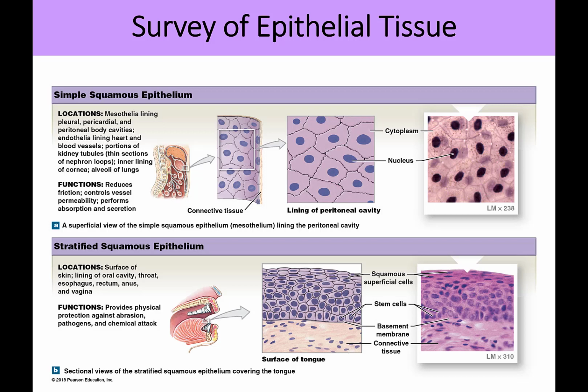The slight difference between stratified squamous epithelial tissue at the skin versus the oral cavity, anus, and vagina is that the anus, vagina, and mouth don't have a layer of keratin, which contributes to the water-resistant aspect of skin. Only skin has keratin as one of the layers, so we call that keratinized stratified squamous epithelial tissue, versus the other types of tissues, which we call just stratified squamous epithelium.